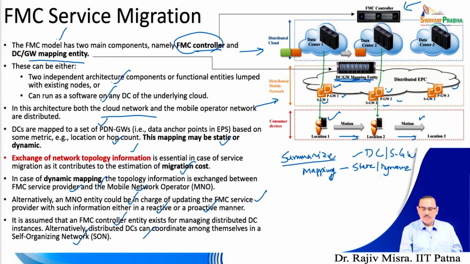So, if they are moving, they are coming in the service gateway range of that particular data center. So, this particular mapping of a service gateway to the data center is going to be decided whether the mapping is to be done in a static manner or in a dynamic manner. If it is in a dynamic manner, then topology information also is required to be exchanged among each other, so that this particular aspect can be identified about the mapping.